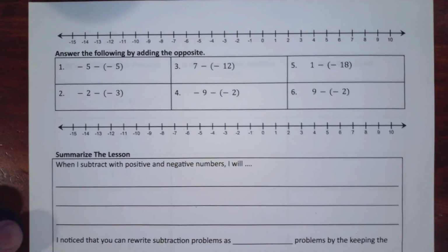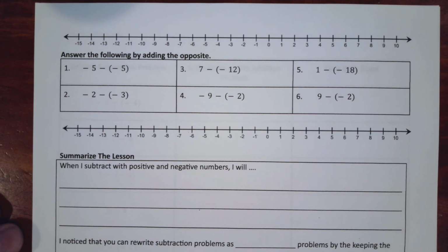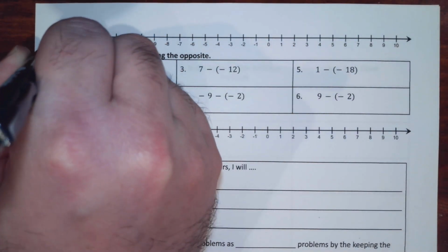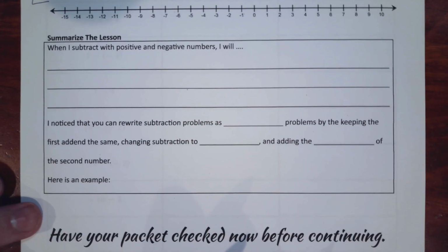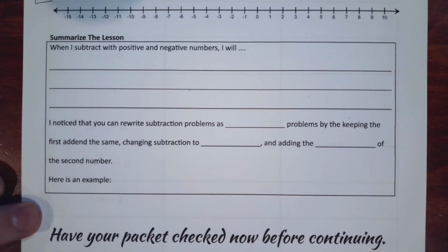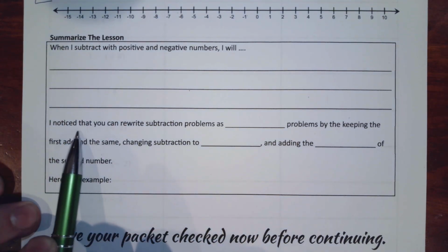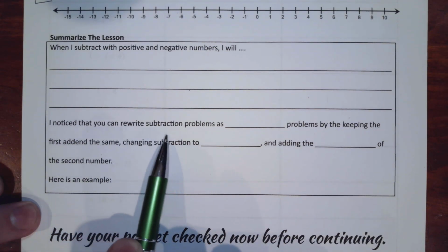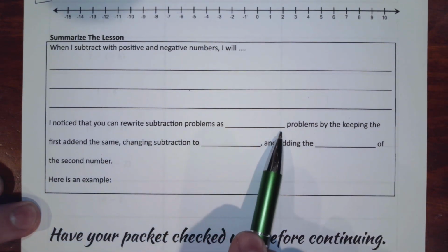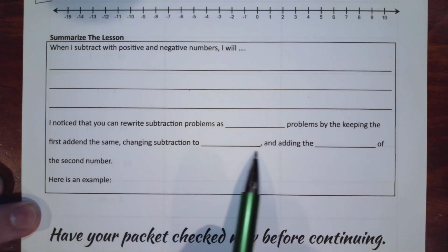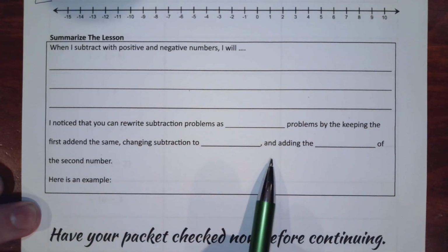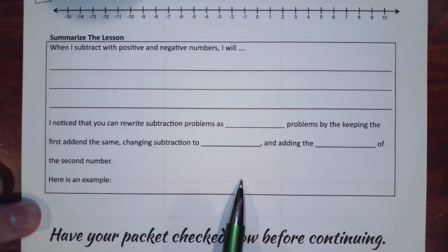So what you're going to do now is use the adding the opposite idea to answer these 6 questions. And then you're going to summarize. So you're going to say, when I subtract with positive and negative numbers, I will do what? And then you notice that you can rewrite subtraction problems as blank problems by keeping the first addend the same, changing subtraction to blank, and adding the blank of the second number. And then you're going to make an example.